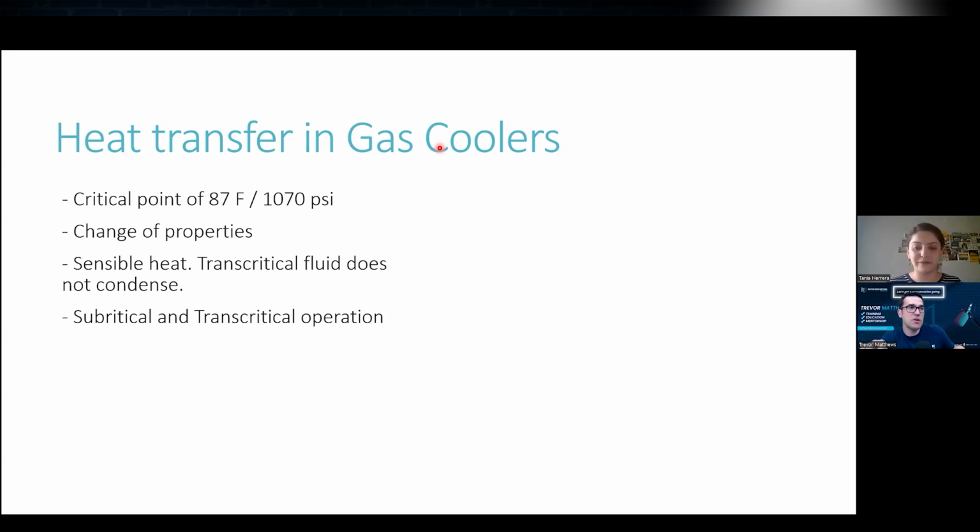Yeah, so you're saying when you're in transcritical, the fluid is less dense? Is that what you said? Than when in subcritical? That's right? Yes. Okay, perfect. And then the pressure drop is higher in the subcritical condenser versus the transcritical gas cooler.